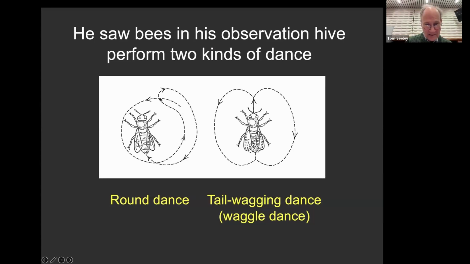One was the round dance, which he had seen performed by the bees coming back from his little nearby sugar water feeder. But then he also saw bees doing what he called the tail wagging dance, or we call the waggle dance. So he saw these as two very different forms of dance behavior. And these, by the way, are the original drawings in his first report on these dances, these nice little hand-drawn pen and ink sketches of bees. So he thought there were two distinct dances, a round dance and a tail wagging or waggle dance. I'll keep using the name waggle dance.